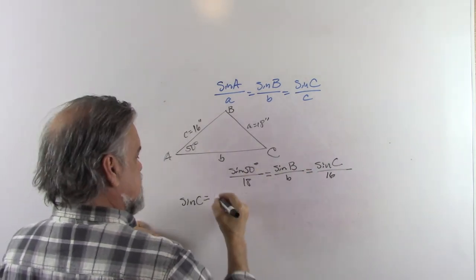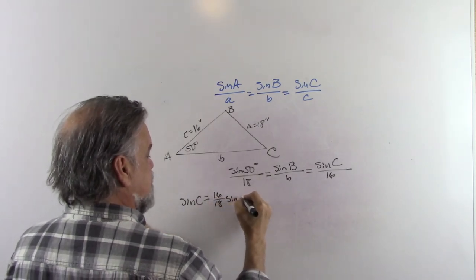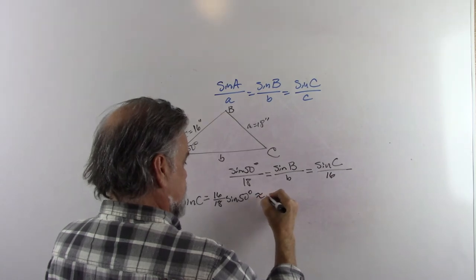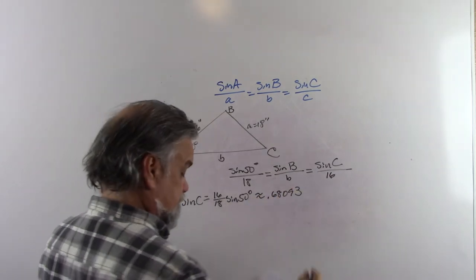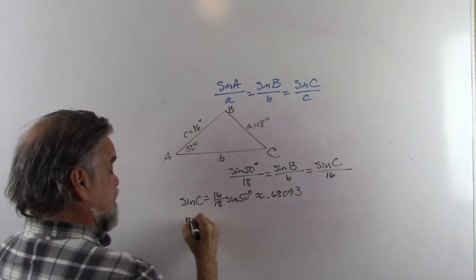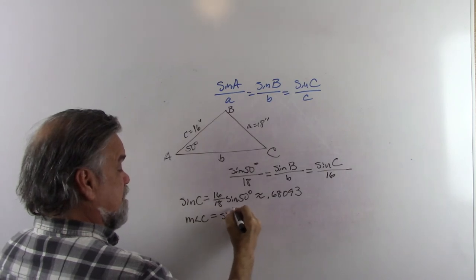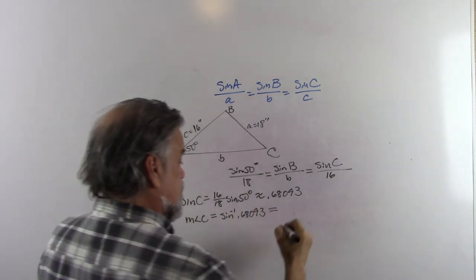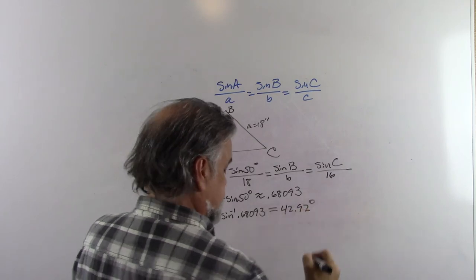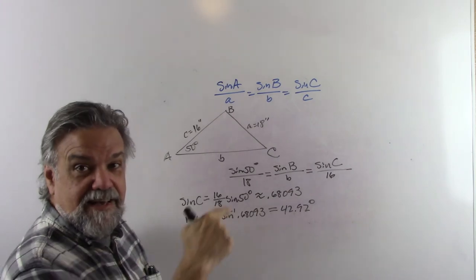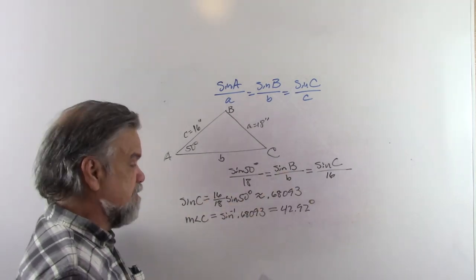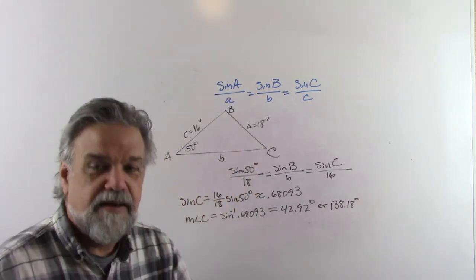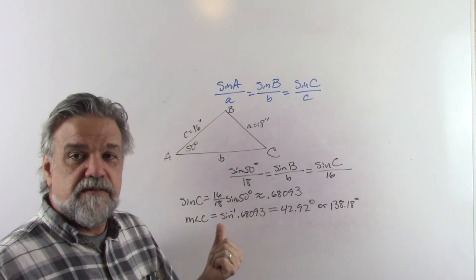So if I multiply both sides of this by 16, I get the sine of c is 16 over 18 times the sine of 50 degrees. And what is that? That is approximately equal to 0.68093. Okay? So that means the measure of angle C is the inverse sine of 0.68093, which is going to get me 42.92 degrees. And remember, we said it's going to be that or it's going to be the supplementary angle. Okay, so the supplementary angle to that would be 138.18 degrees.